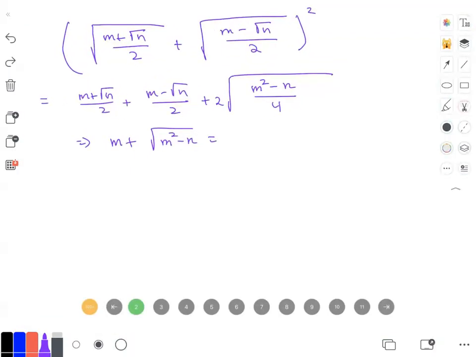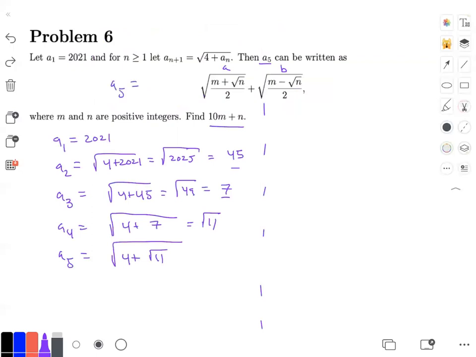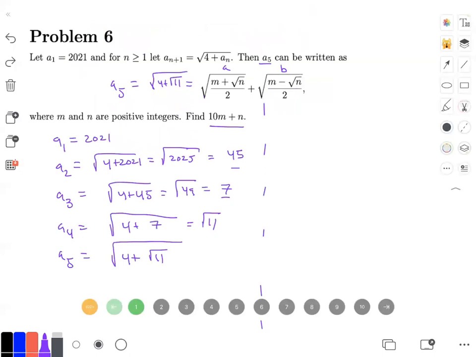And now we can equate this to whatever we have here. We're given that a sub 5 is equal to the square root of 4 plus root 11. If we square this, we have the square of root of 4 plus root 11, which is just 4 plus root 11.